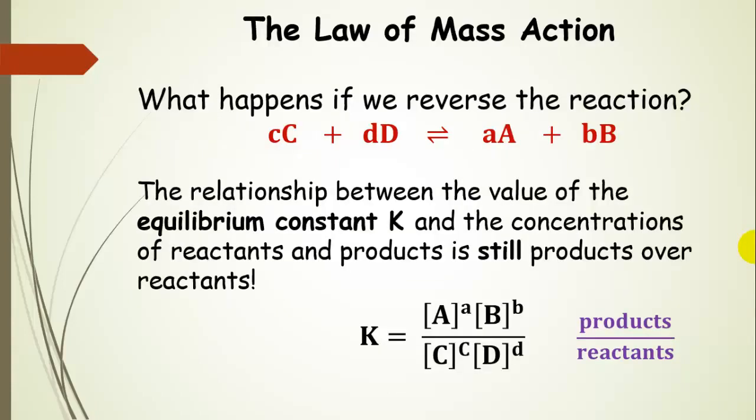What happens if we reverse this reaction? So we've already said this is a reversible reaction, so why don't we just write it in the reverse order? So let's make the products the reactants and the reactants the products. And when we do that, we find out that this relationship for equilibrium constant K is still products over reactants, just depending on how we wrote it. So now A and B are products, so they are in the numerator, raised to their coefficient power, and C and D are in the denominator, raised to their coefficient power. So it's still products over reactants, regardless of how we write the equation.